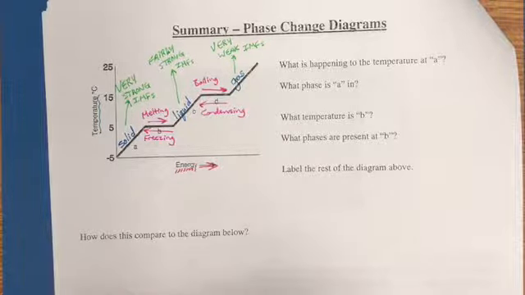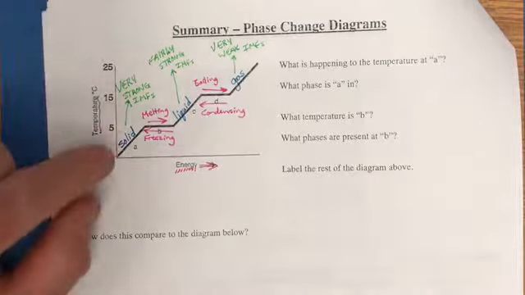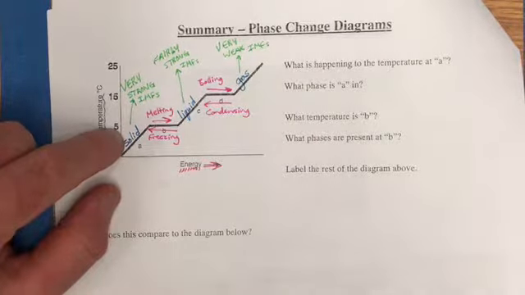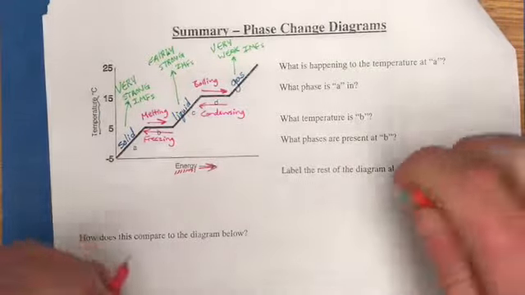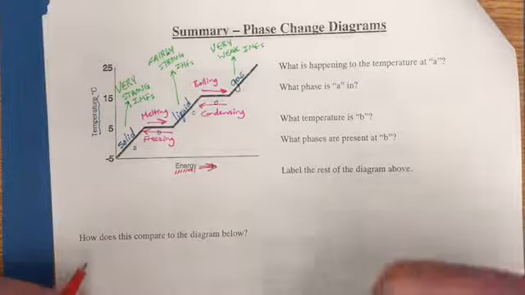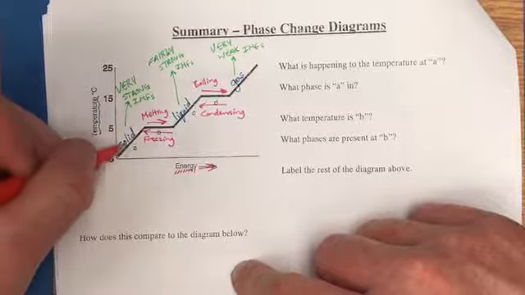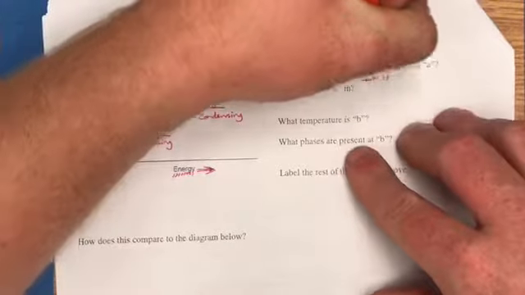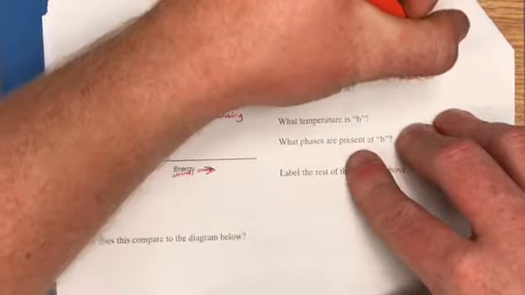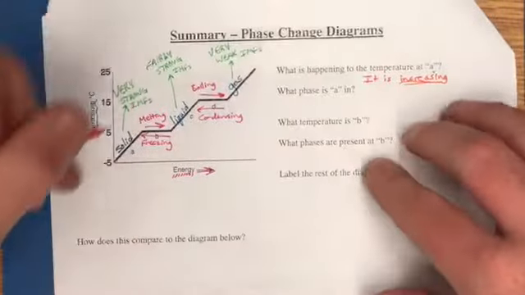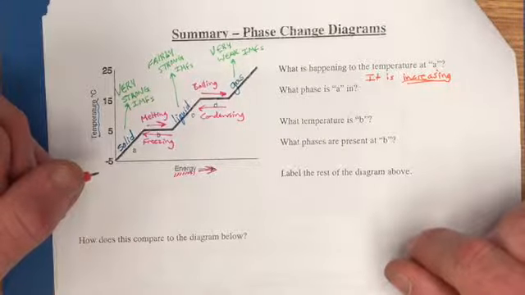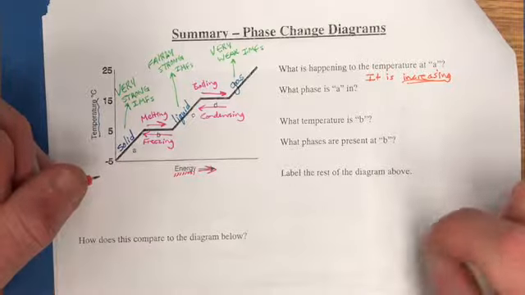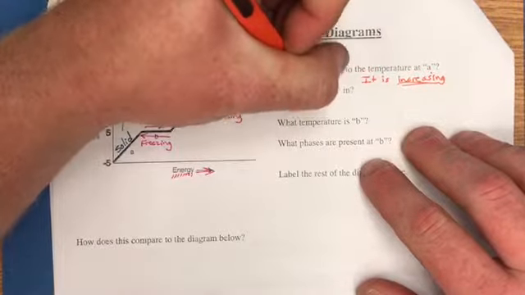Okay, welcome back. You should have just finished your practice. What we're going to do here is go through some answers to the questions about our heating curve graph. So here we go. What is happening to the temperature at A? We can see from the graph the temperature is increasing. Next question, what phase is A in? Hopefully you could identify that as a solid.